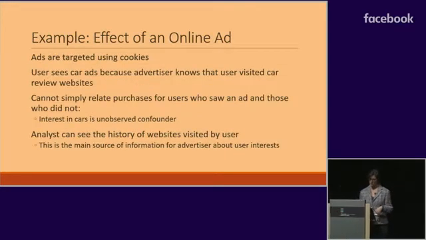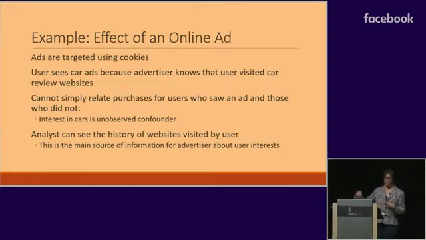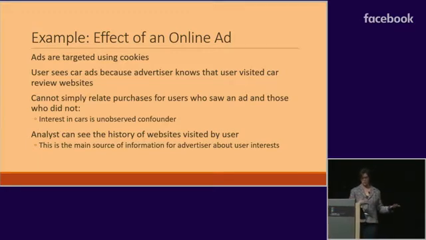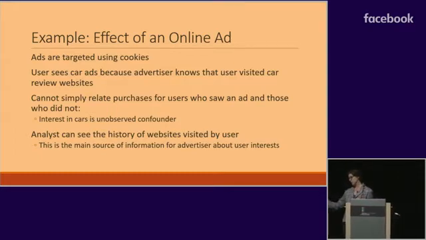And then the question is, what's the treatment effect? So for an online ad, we could say ads are targeted using cookies. A user sees car ads because the advertiser knows the user visited car review websites. But there's still some randomness as to whether you saw the ad, even conditional on that. And so the interest in cars is the unobserved confounder. But if the analyst can observe the history of websites visited by the user, which is the same thing that was used for targeting, then in principle, I can control for those things and do causal inference.